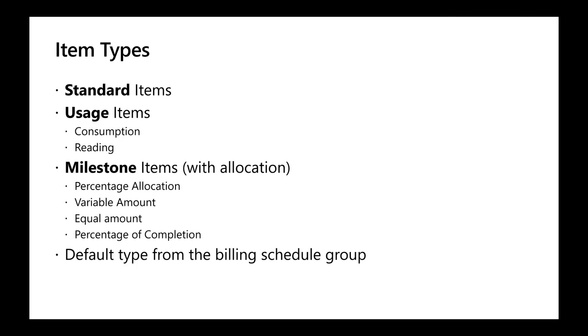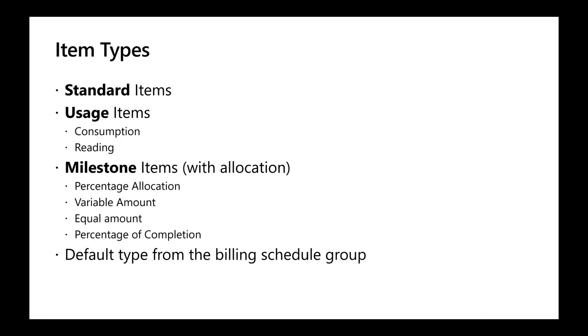And then we have milestone items. With these milestone items, you can allocate the amount to different items based on the different end dates that you want to enter for those milestone items. And there's percentage allocation, you could do a variable amount or equal amount or percentage of completion. So you have four different options that you'll see today too in the demo.